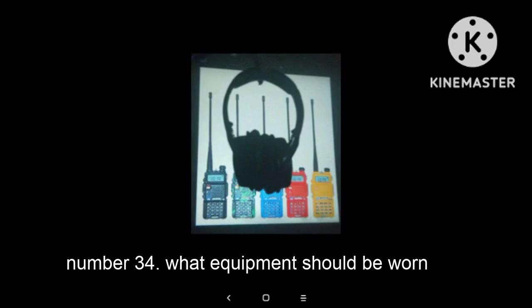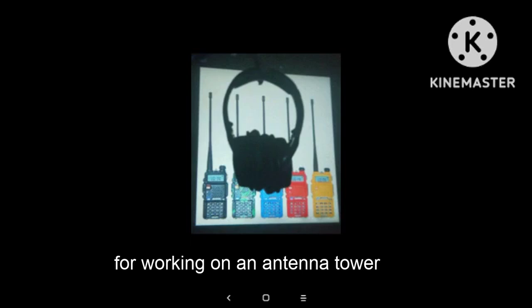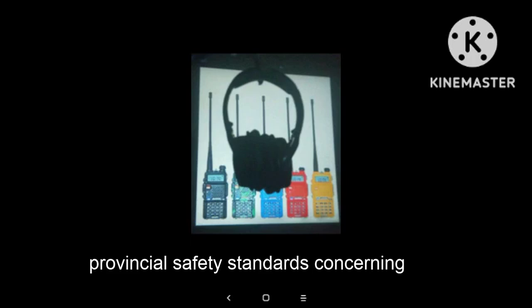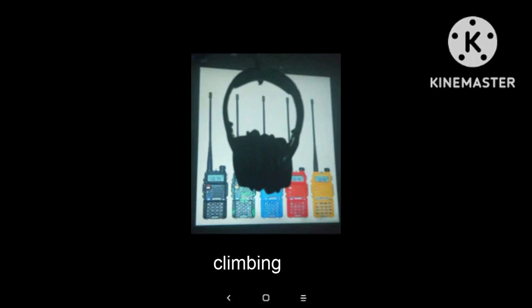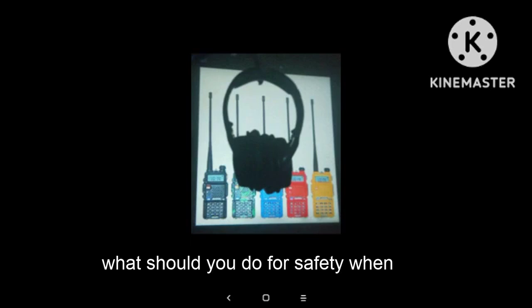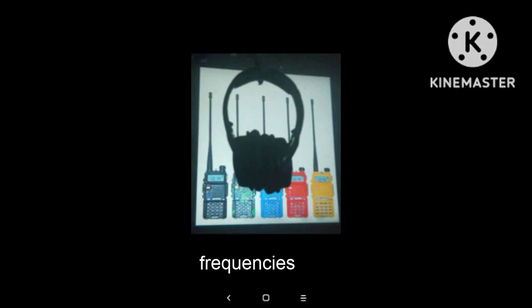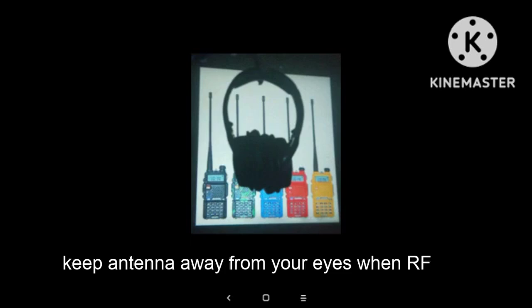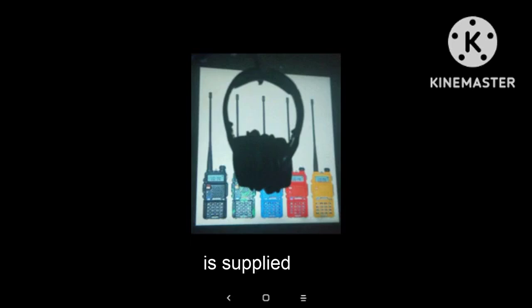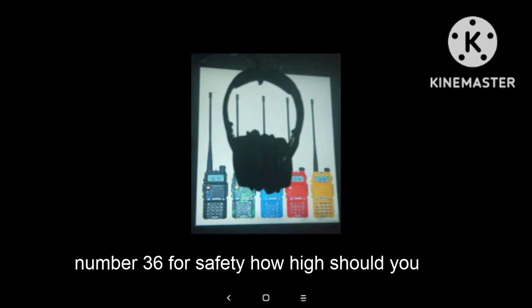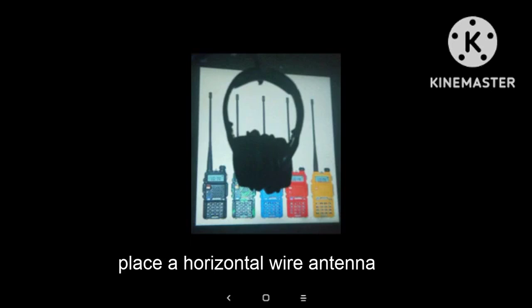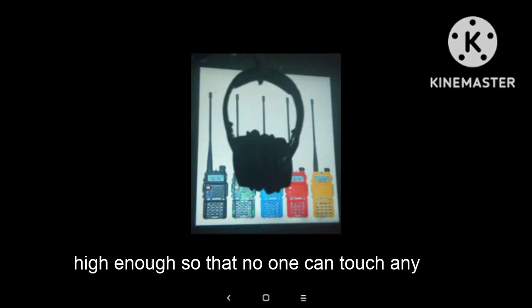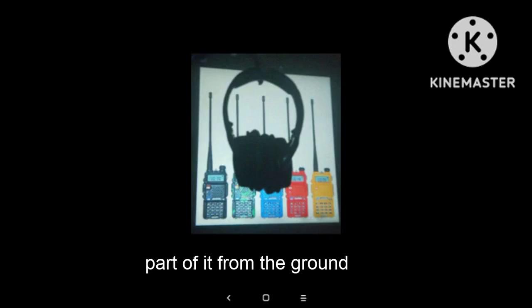Number 34. What equipment should be worn for working on an antenna tower? Approved equipment in accordance with provincial safety standards concerning climbing. 35. What should you do for safety when operating at UHF and microwave frequencies? Keep antenna away from your eyes when RF is applied. Number 36. For safety, how high should you place a horizontal wire antenna? High enough so that no one can touch any part of it from the ground.